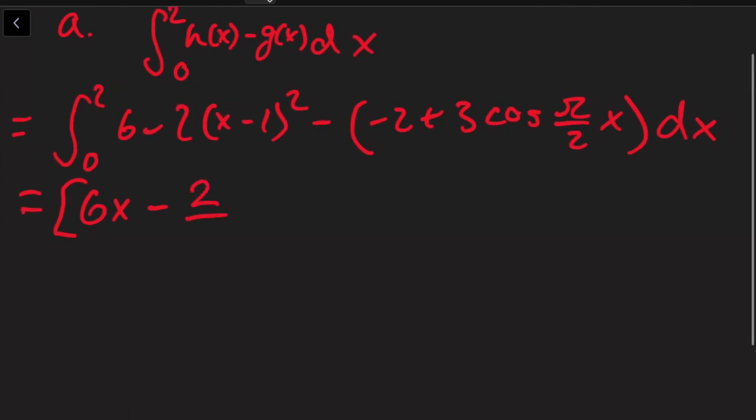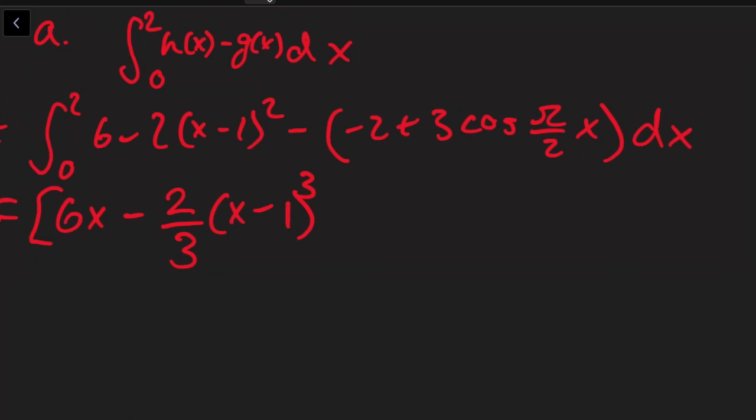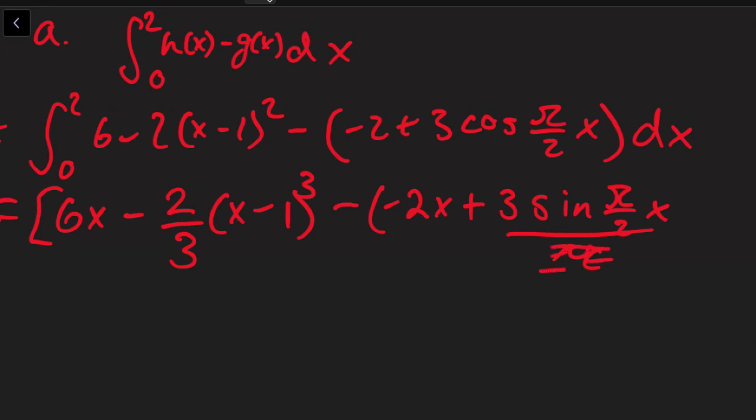If you don't believe me or you're confused as to why that works, I have other videos that talk about chain rule, and you can check those out. So we have this top function integrated. Now we have to do the bottom function, so we can make this minus -2x plus 3 sine, because the integral of cosine is sine, pi over 2x, and since we have to do reverse chain rule, this is pi over 2, poorly drawn. And we're evaluating this from 2 to 0.